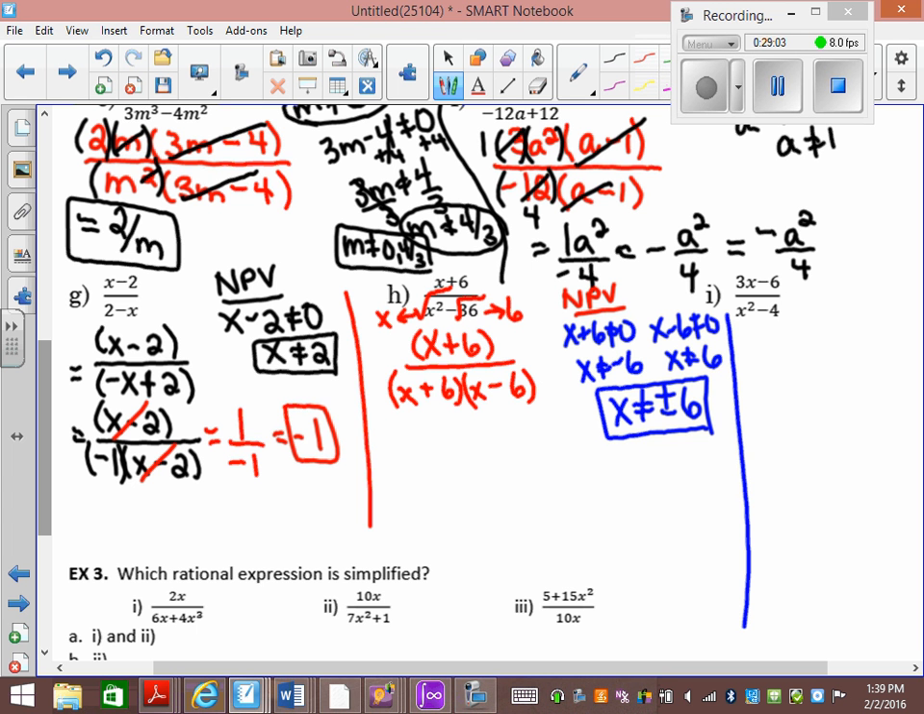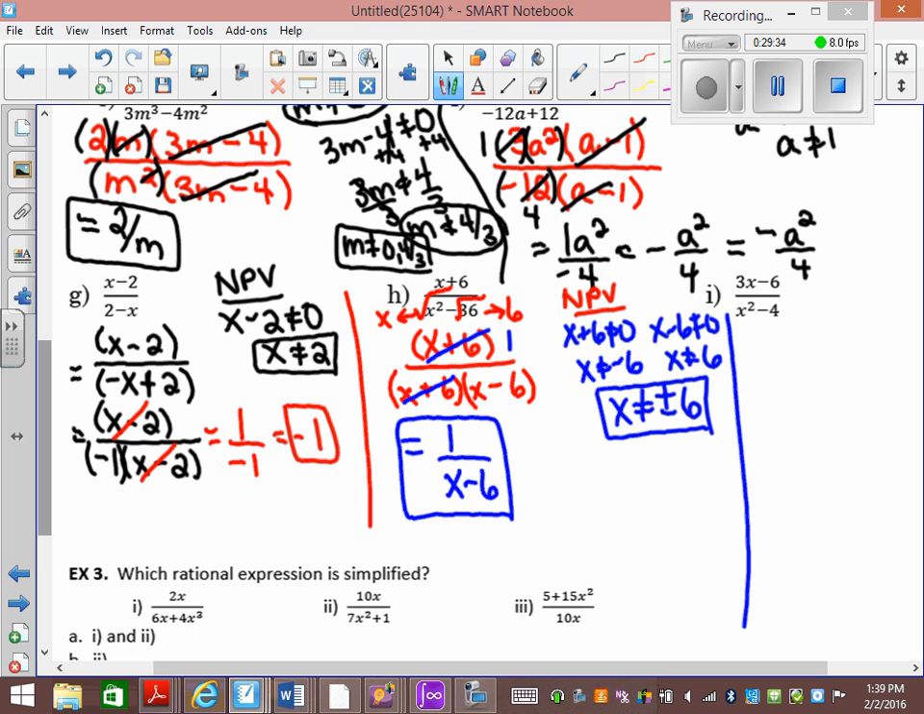Parker, is there anything I can cross off? Yeah, the x plus 6. So if I cross off the x plus 6's, am I just left with x minus 6 as my answer? Just x minus 6? No. What's left on the top? 1. So I'm actually left with 1 over x minus 6.